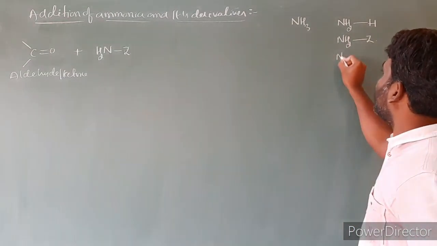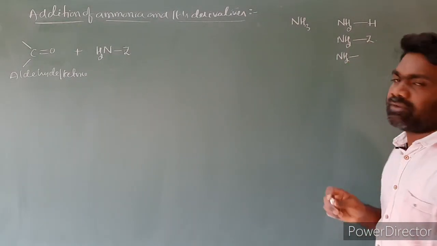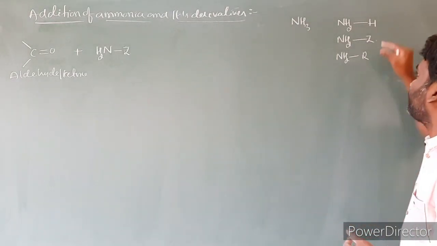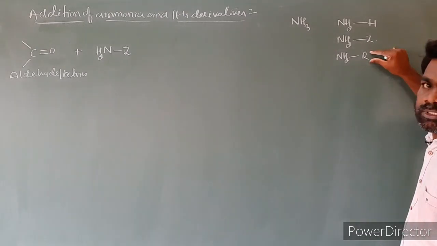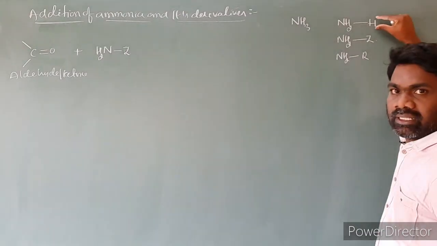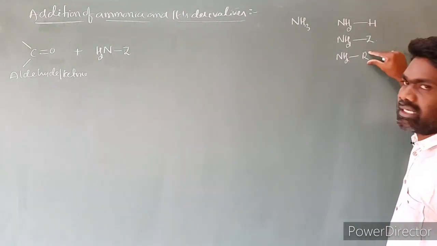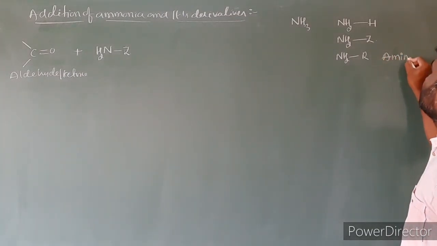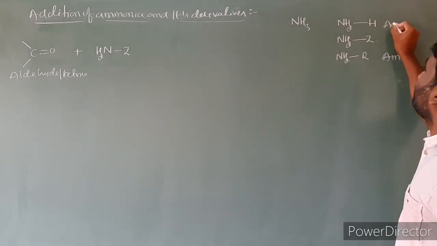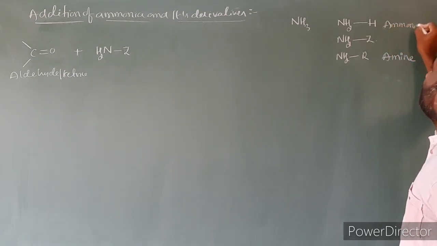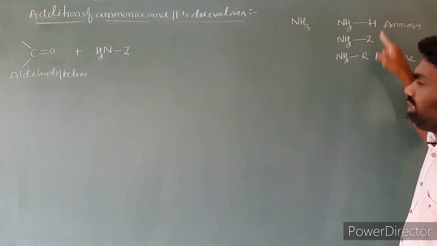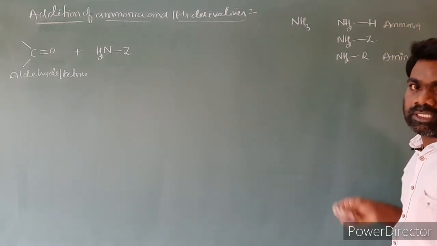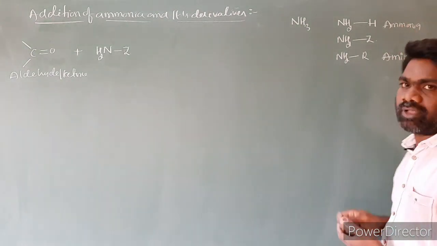I am taking NH2, and in the place of Z, I wrote R, an alkyl group. Simply, I removed hydrogen and in its place wrote R, an alkyl group. Then the product we have to call an amine. So this is ammonia, and this is an amine, formed by replacing the hydrogen with an alkyl group. So amines are the derivatives of ammonia.